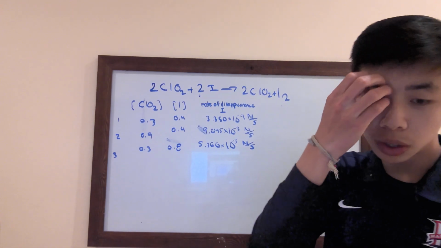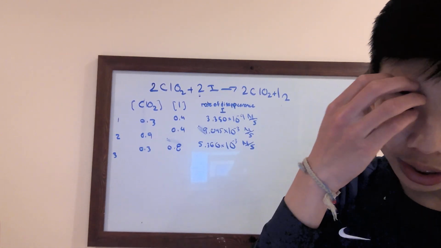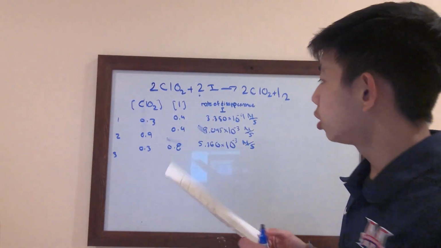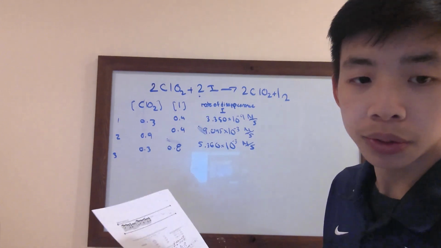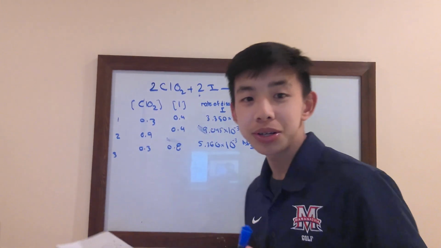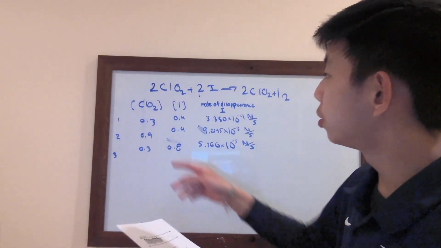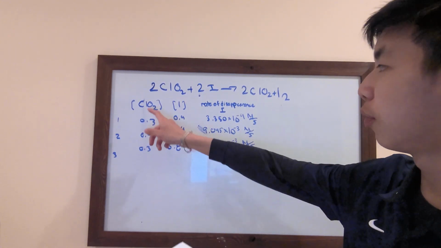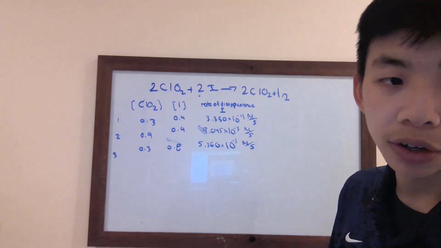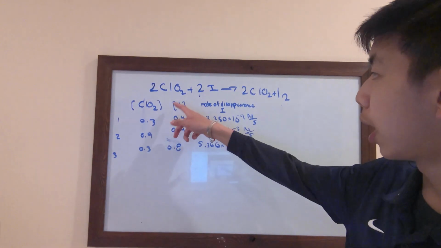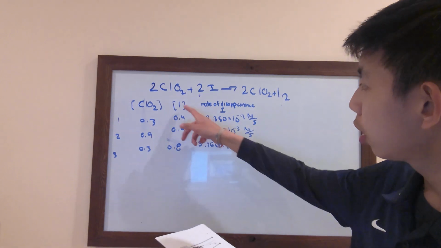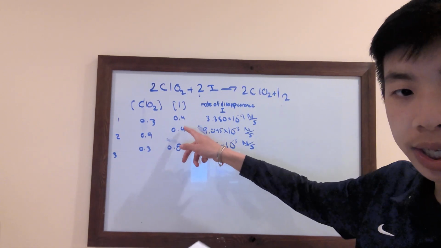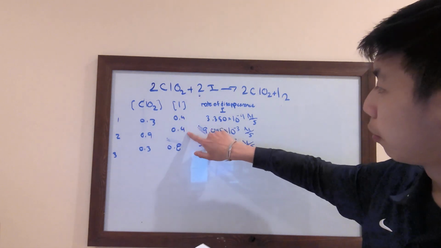A. What is the order with respect to ClO2 in this reaction? When it says "with respect to," thank you, Karen, for helping me out on this one, it means that we need to find the differences in ClO2. But how we do that is by looking at the iodine and seeing which ones are constant. So we see 0.4 and 0.4, right?